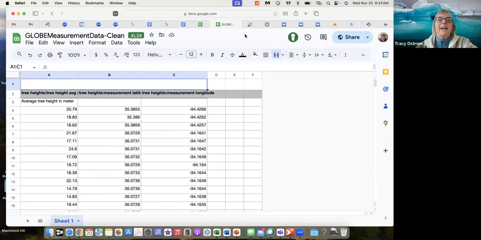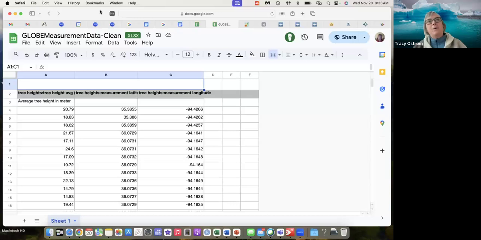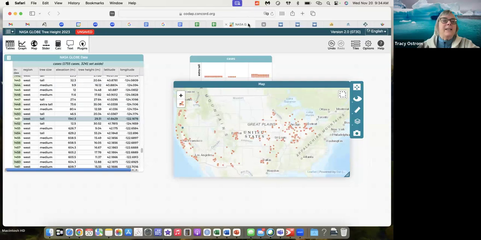So once I have this data, I need to do something with it. And as you remember in our other example, we had a visual. So what I decided to do is to take this tree height data and enter it into CODAP. Now there are many different types of online data management systems, both free and fee-based. Something we use often, and our teachers use often, is CODAP. And so here is some NASA GLOBE tree height data from 2023.